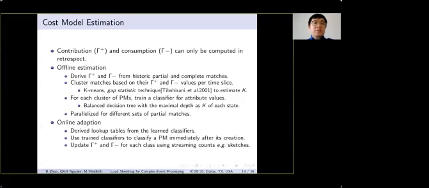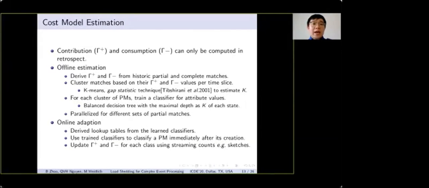The contribution and consumption values for each cluster are computed as the 90th percentiles of the values of the partial matches within that cluster. We keep a map of cluster labels and these values to use a classifier to use the class estimates in online processing. We train classifiers for the partial matches of the clusters, one classifier per state. The classifier uses as attributes those of partial matches that appear in the query predicates. For online adaptation, initially we start with the classifiers obtained from offline estimation and the mapping of cluster labels and contribution and consumption values.